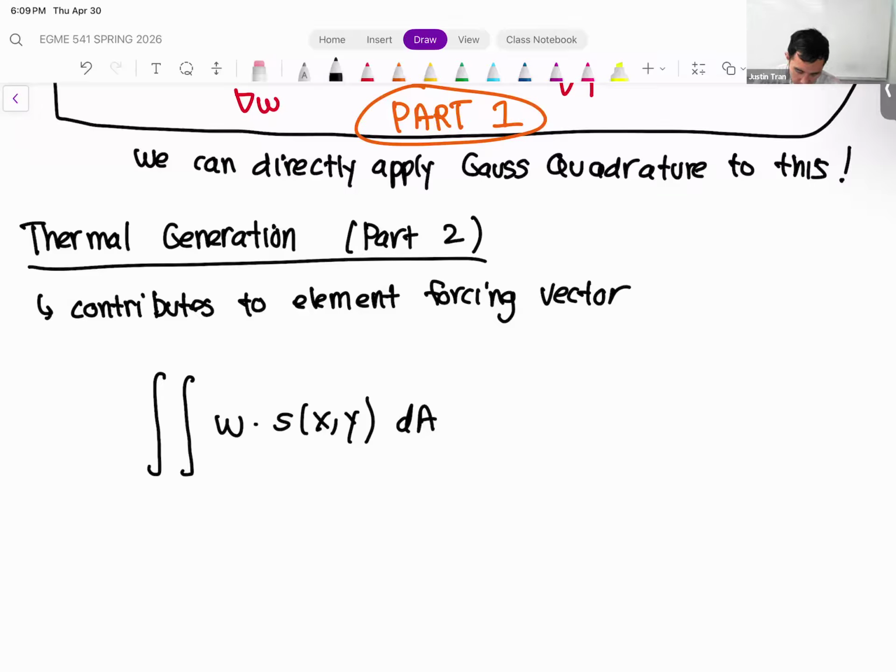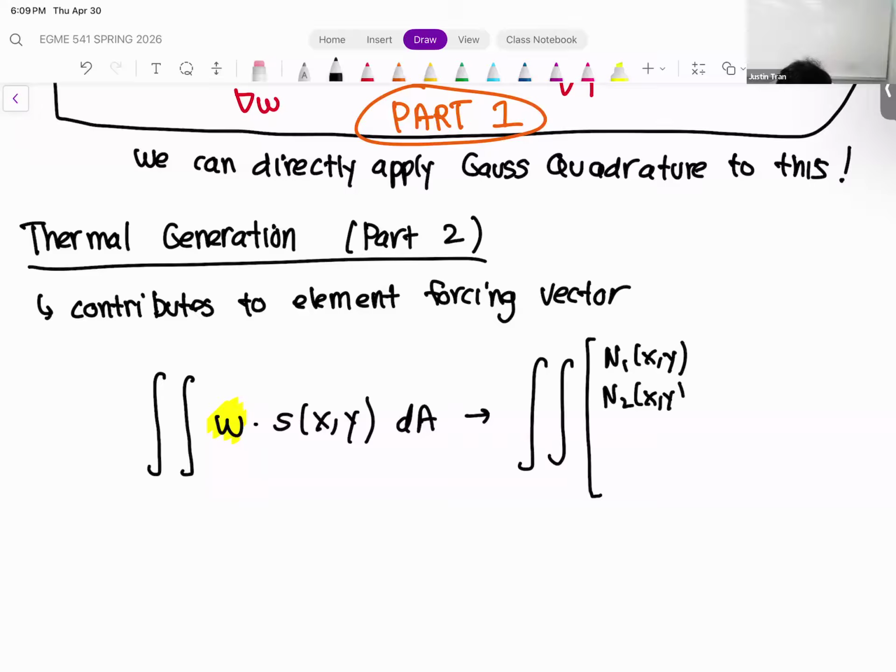So the first thing we do when we apply the finite element form is that we essentially replace our weighting function with a vector of our shape functions. So first thing is we take W here. Remember, W is approximated. W is comprised of our shape functions. And so let's go ahead and do that. So we have N1 of x and y, N2 of x and y, N3 of x and y, and N4 of x and y.